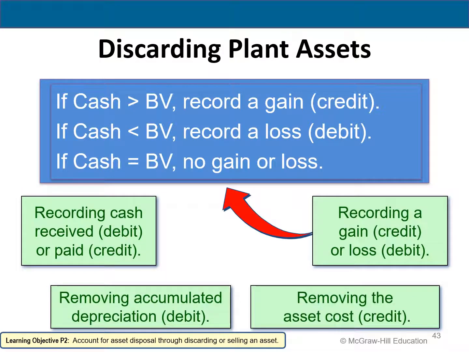So if your cash is greater than your book value, you have a gain. If your cash is less than your book value, you have a loss. And if it's equal, you don't have a gain or a loss. Okay?